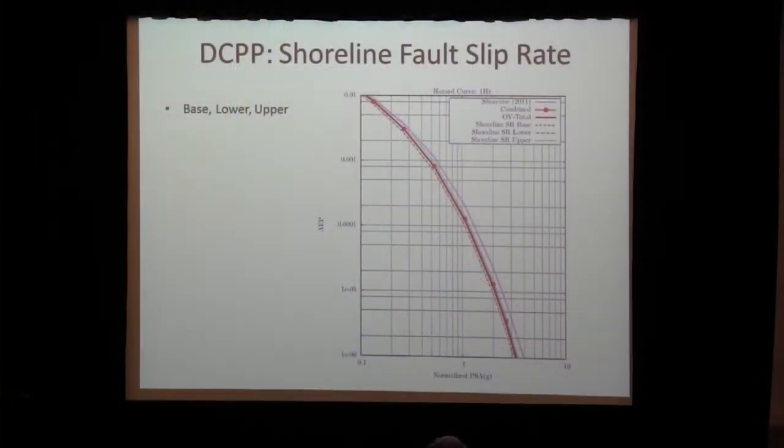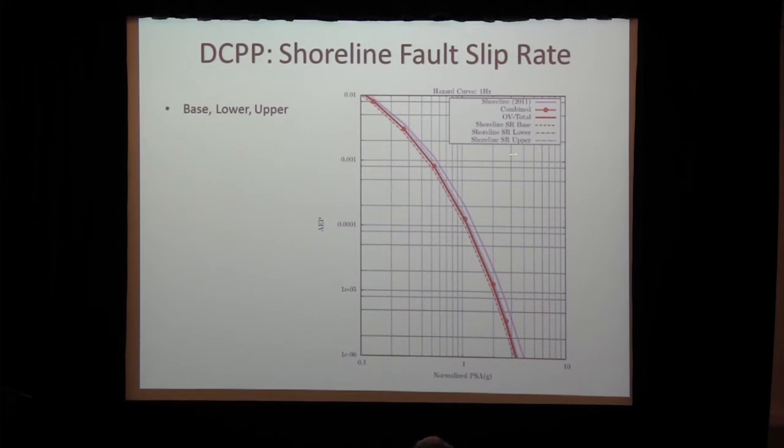If we then move to the next fault that's the most significant in the overall contribution to the hazard, we're looking at the shoreline fault slip rate. And again, you see the top three reference curves that I plotted for normalized PSA. This is for 1 hertz spectral acceleration. You can see there's a distribution as well on the slip rates.